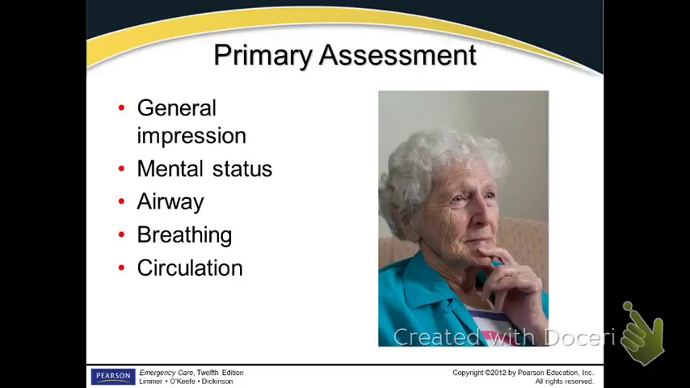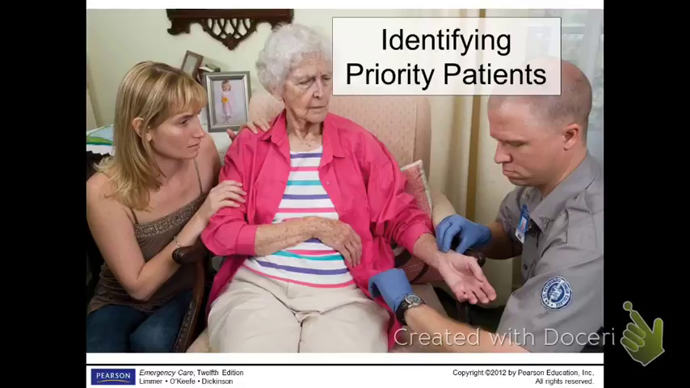When you're assessing a patient, again, take their general impression, take their mental status, but don't assume that if their mental status is altered, that it's just because they're old. Airway, breathing, circulation, you assess the same as you would normally. You want to go ahead and be careful about checking for priority patients.